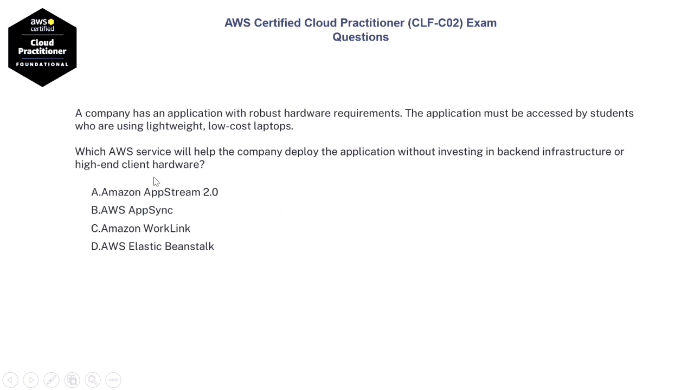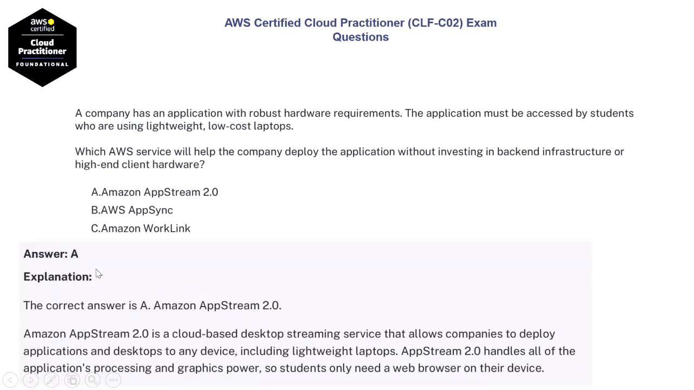Next question. A company has an application with robust hardware requirements. The application must be accessed by students who are using lightweight, low-cost laptops. Which AWS service will help the company deploy the application without investing in back-end infrastructure or high-end client hardware? The options are option A, Amazon AppStream 2.0. Option B, AWS AppSync. Option C, Amazon WorkLink. Option D, AWS Elastic Beanstalk. The right answer is option A, Amazon AppStream 2.0.